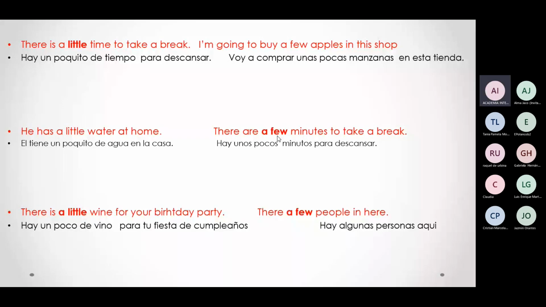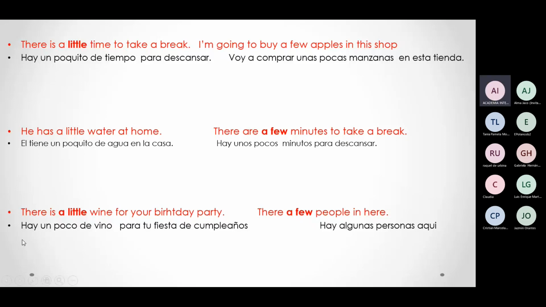There are a few minutes. Va a ser un poco raro si decimos, there are a little minutes. That sounds weird and doesn't make sense. It is correct if we use there are a few minutes, because a few is for countable nouns, and a little is used with uncountable nouns, a little time, right? Even if you see the sentence in Spanish, here says, hay unos pocos minutos para descansar. So we can say as well, hay algunos minutos también.